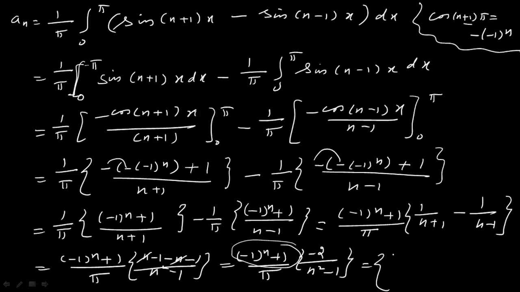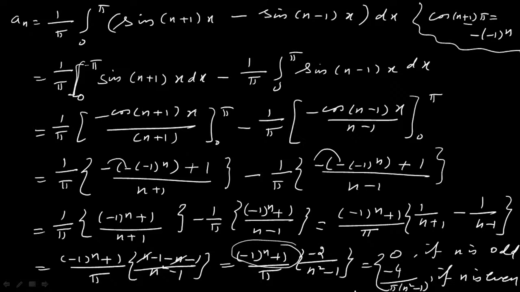So the entire term becomes 0 if n is odd, isn't it? And if you substitute even terms, 2, 4, 6 like that, if you substitute n is equal to 2, what happens? Minus 1 whole square, that is plus 1. 1 plus 1, 2. So plus 2. So you have to multiply, that is minus 4 divided by pi of n square minus 1, if n is even. So the value of an exists only for even numbers alone, not for odd numbers.